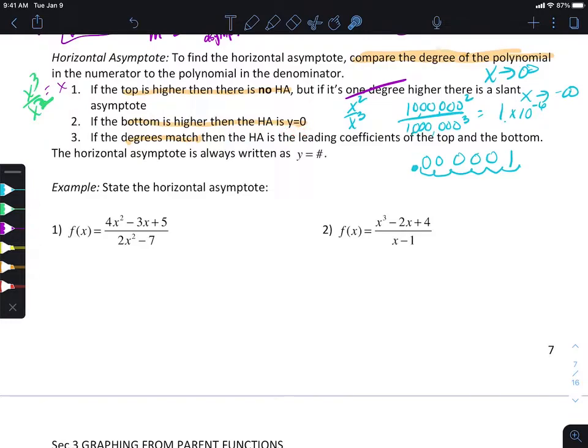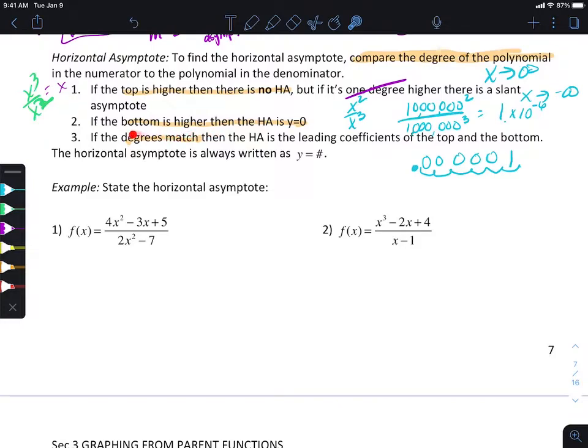You do the same kind of thing when you would have negative. You would do negative 1 million squared and negative 1 million cubed. So you'd still have a relatively small number over a relatively large number. In this case, it would be negative. So small over really large is still really close to 0, even if you're on the negative side of 0. So that's why when the bottom is higher we get y equals 0.